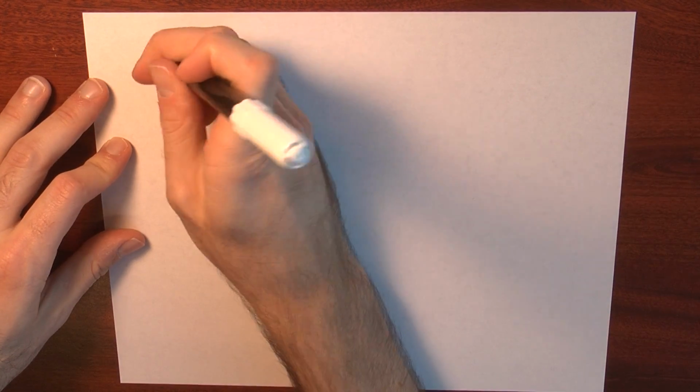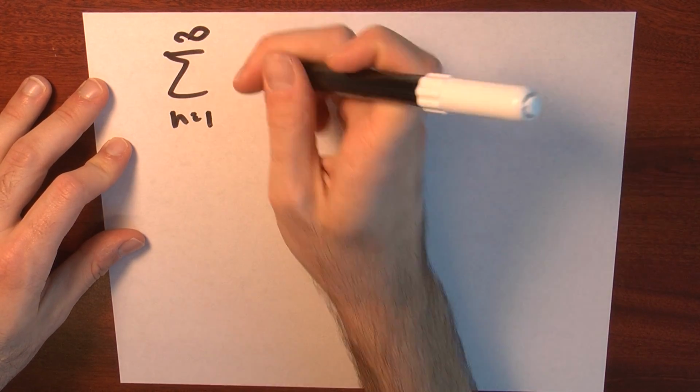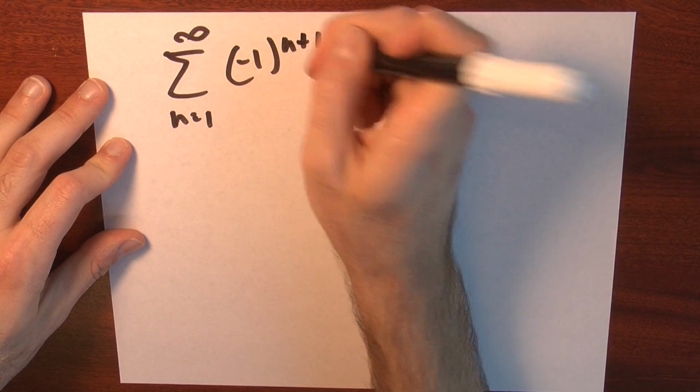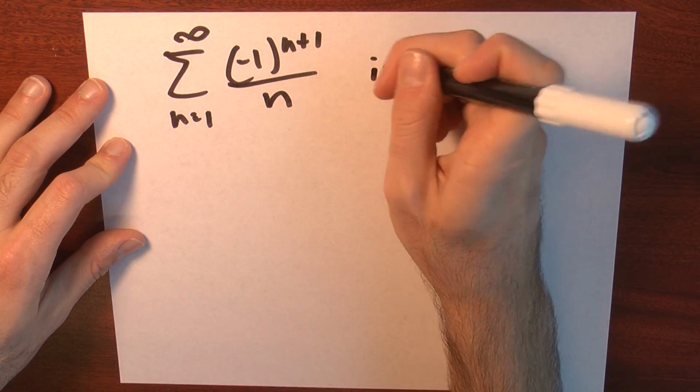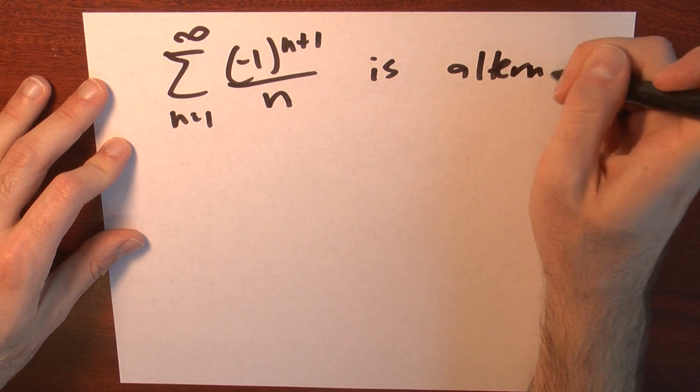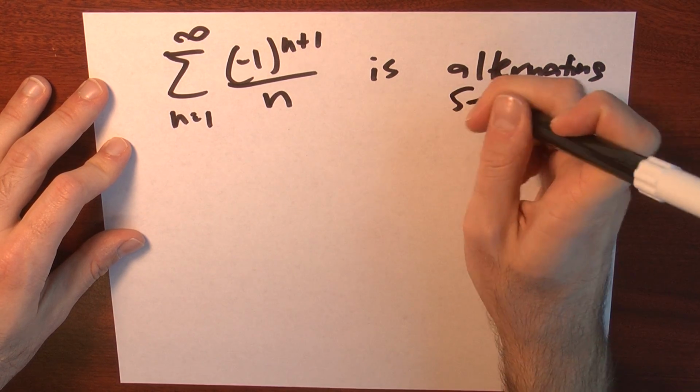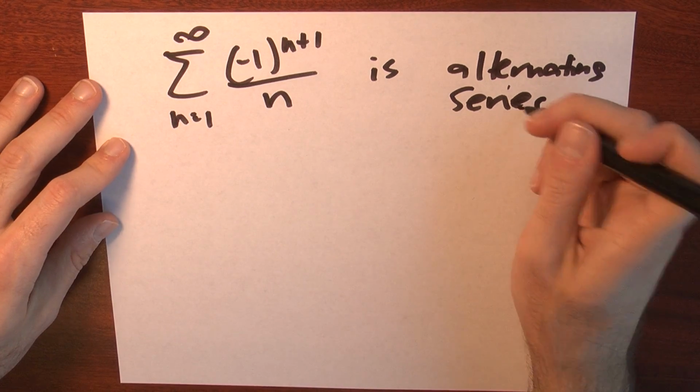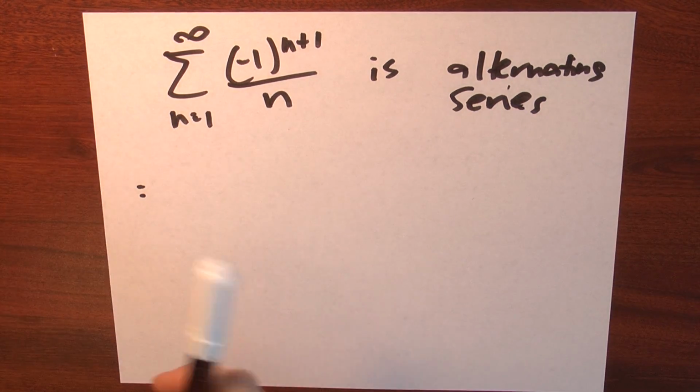What is an alternating series? For example, this series, the sum from n equals 1 to infinity of (-1)^(n+1) over n, is an example of an alternating series. Chris, what does that even mean? Let me write down some of the terms that I think will be a little bit clearer.